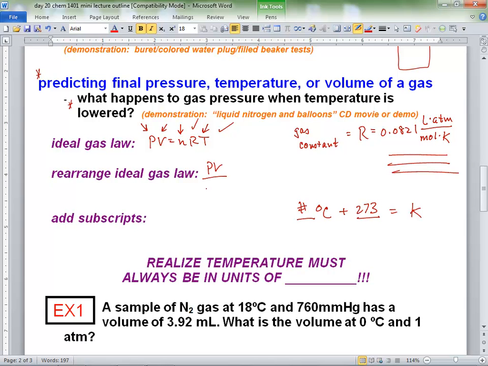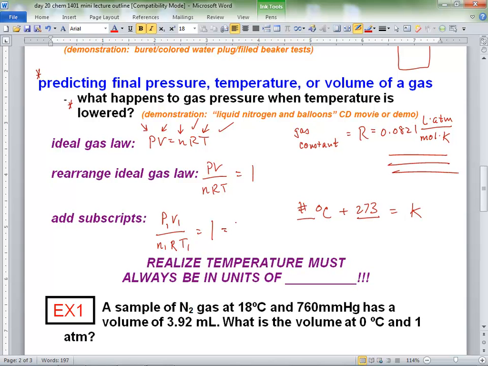Okay. Let's rearrange the ideal gas law. PV, divide both sides by nRT. It'll look like this. If you divide both sides by nRT, add some subscripts, because we want to predict final. That means there has to be initials. So let's write our initials: P1, V1, n1, R, T1. Now, it doesn't make sense to put a subscript on the R, because there's no initial R, final R. That can never change, so I'm not going to put a subscript on that one.